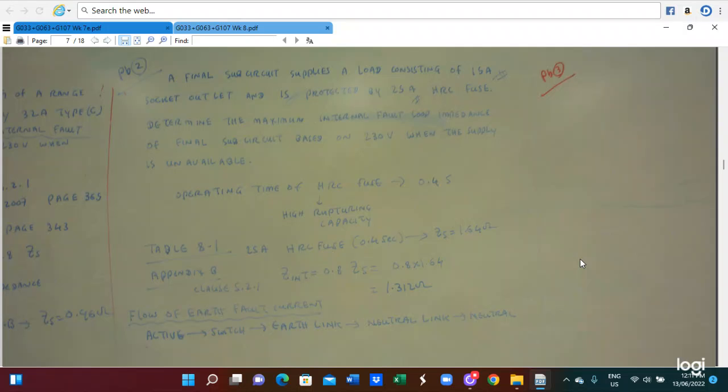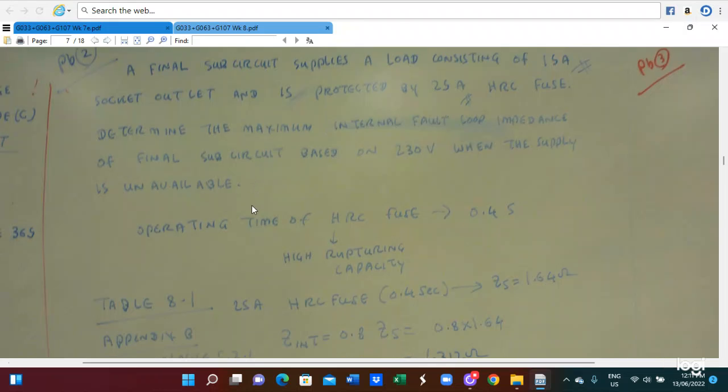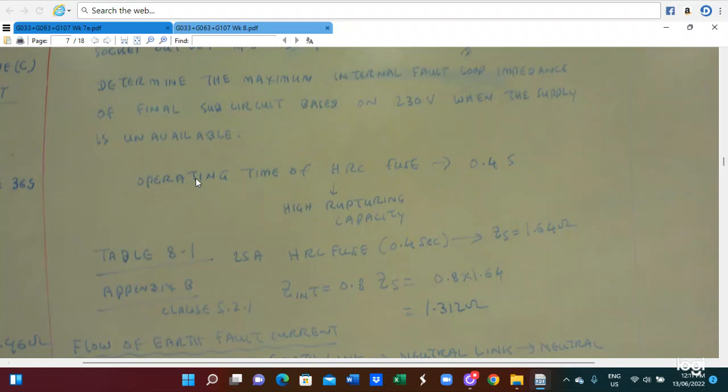The next one is the final circuit. The final circuit supplies a load consisting of a 15 ampere socket outlet and is protected by a 25 ampere HRC fuse. Determine the maximum earth fault loop impedance of the final circuit based on the 230 volt supply when the supply is available. The operating time of the HRC fuse is 0.4 seconds.